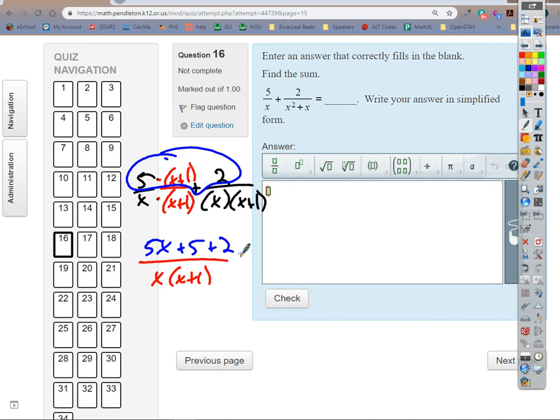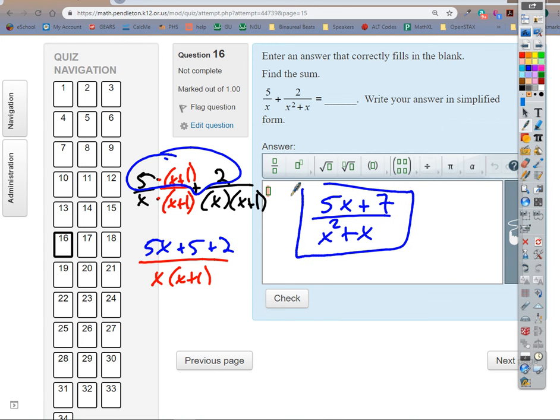So what's my final answer then? Expanded out. We've got to expand it out. Good. So we're going to collect like terms. So we get 5x plus 7, and on the bottom, what would it be? x squared plus x. There it is. Okay. All right.